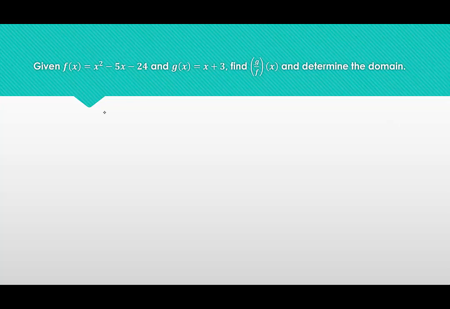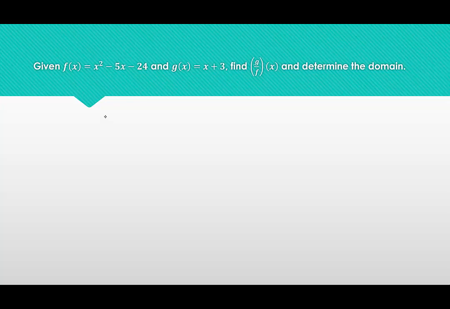In our next example, we have f of x is equal to x squared minus 5x minus 24, and g of x is equal to x plus 3. This time we're looking for g over f of x, and we want to state the domain. What I noticed is that f is a quadratic function, g is a linear function. Those are both types of polynomial functions, and all polynomial functions have domains that are all real numbers, so we don't have any restrictions yet.